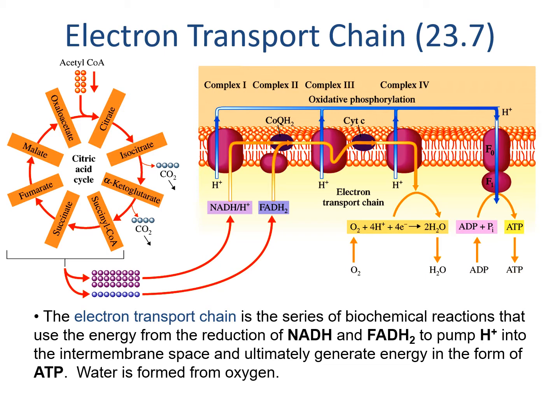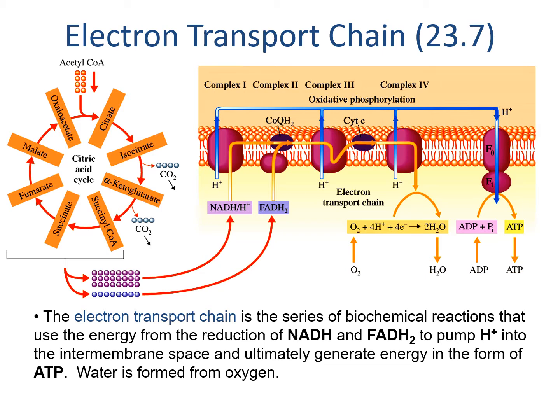The combination of the electron transport chain and the citric acid cycle, where carbons get oxidized to carbon dioxide and oxygen gets reduced to water, is essentially combustion, except broken down into little pieces so that we can get ATP from it instead of fire.